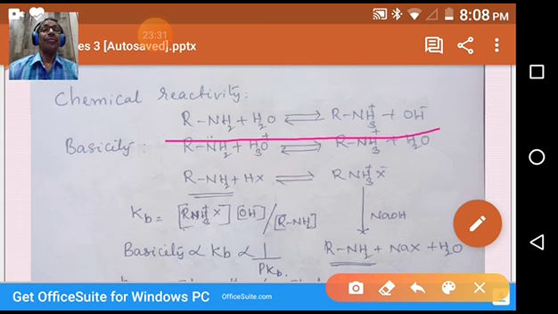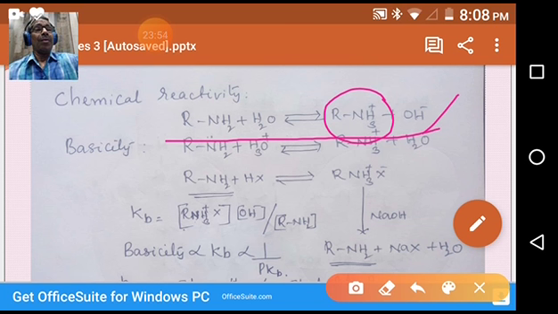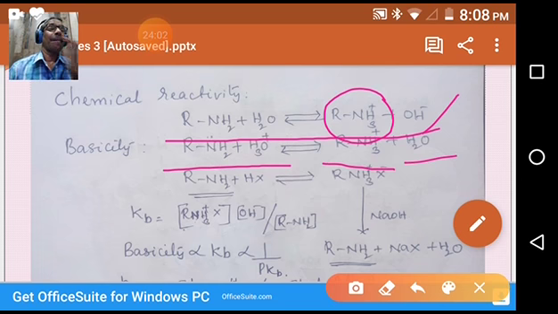By definition, what is a base? When an amine reacts with water, it gives an ammonium ion and hydroxide. The compound which provides hydroxide ions in water is called a base. That's why it is a base. One more example: amines with the acid H3O plus give an ammonium ion and water. So these two reactions tell us that amines exhibit basic nature.